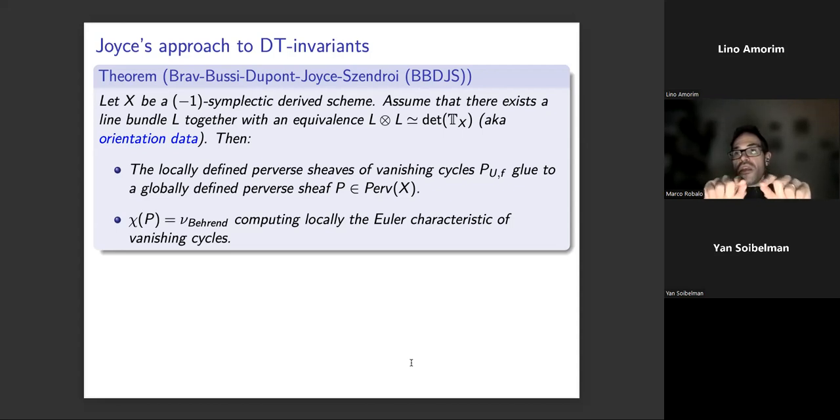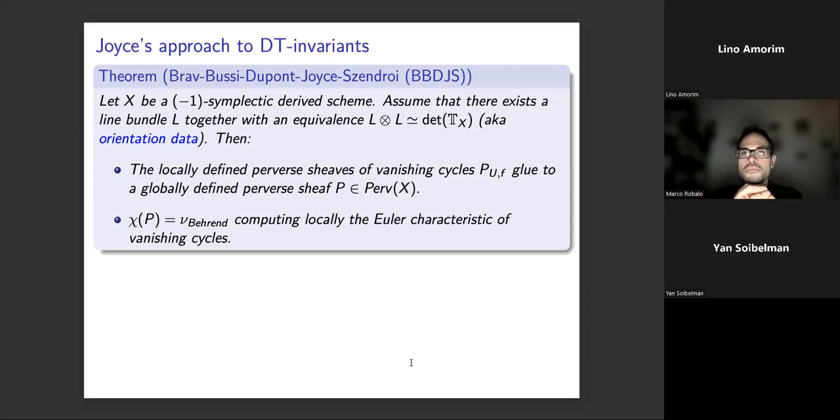And understanding it this way helped us in particular to understand what kind of orientation data we needed. So I will come to that. And if you have comments on that, I would really like to hear your comments. Yeah, great. But here there is no specific choice. You just choose any orientation data, which is this line bundle.